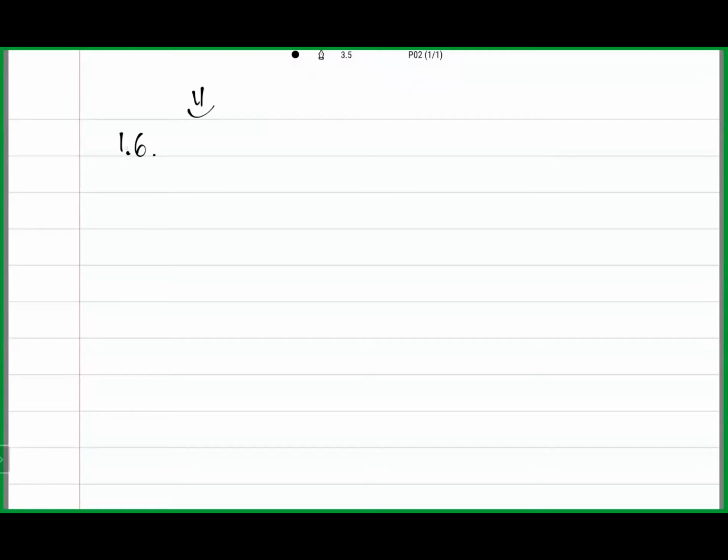Okay, so the problem number 1.6. I have a line of integer numbers. So we have 0, we have 1, we have -1, we have 2, we have -2.